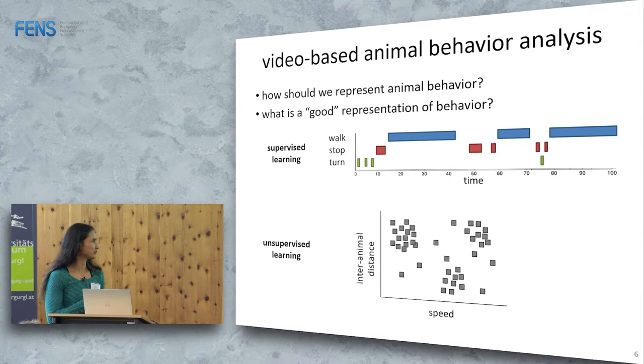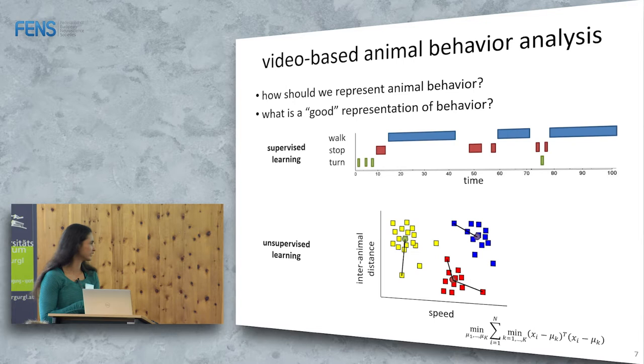So you might say, okay, what I think is a good representation of behavior is that the speed of the animal is important, the distance between the animals is important, and I want each two video clips to be the same behavior, they have to be very similar to each other in both speed and in inter-animal distance. And so you can come up with this mathematical criterion, something that looks like this. This is what k-means does.